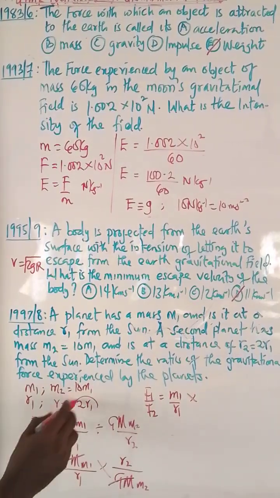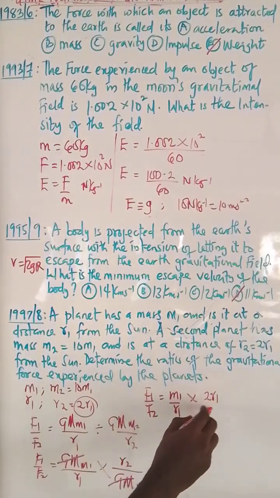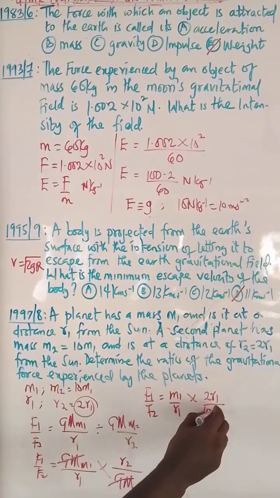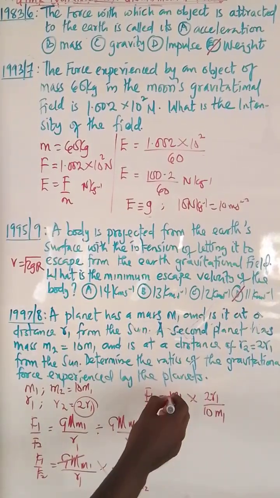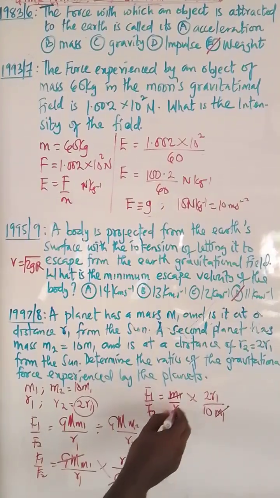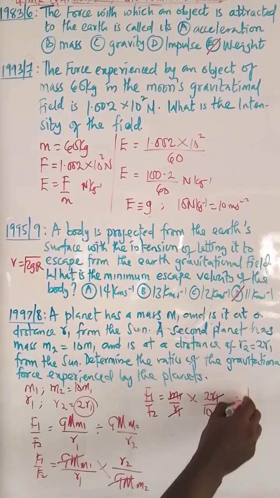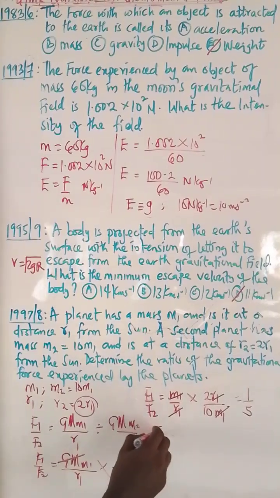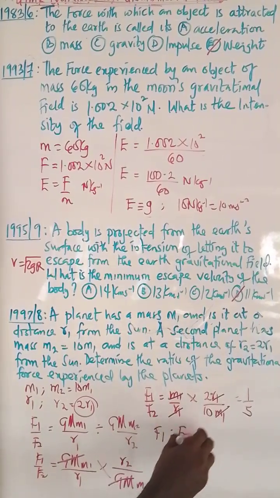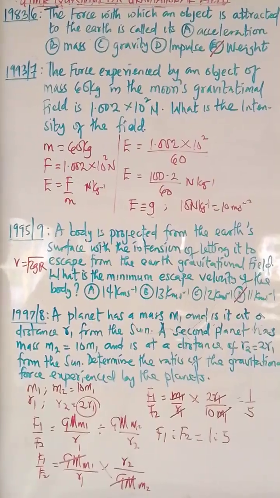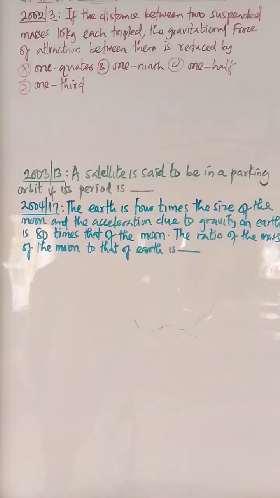But what is r2? r2 is 2r1. And m2 is 10m1. What happens here? m1 here and m1 here cancel, r1 here and r1 here cancel. So the answer is 2 over 10, which is 1 over 5. So the ratio of F1 to F2 equals 1 to 5. As simple as that.